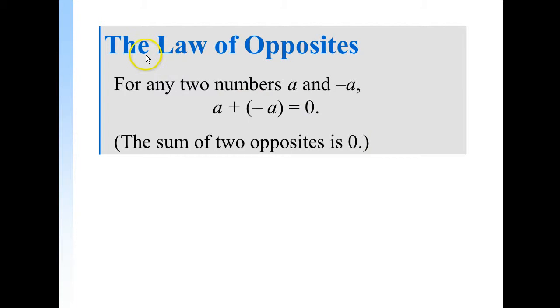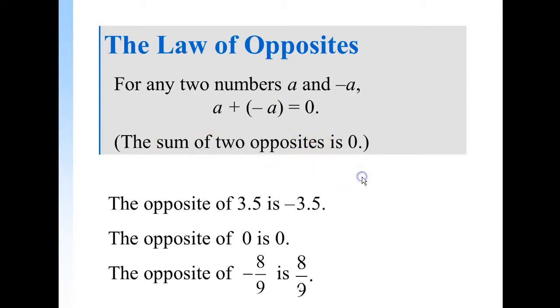Now we have also a law of opposites, which states for any two numbers, if one is positive and the other is negative, and it's the same value in a sense, when you add opposites, the sum is 0. So the sum of two opposites is 0. So what's the opposite of a 3.5? Well, a negative 3.5. And 0 is itself 0. And the opposite of a fraction that's negative is its positive. So that when you add these together, the result will be a 0.